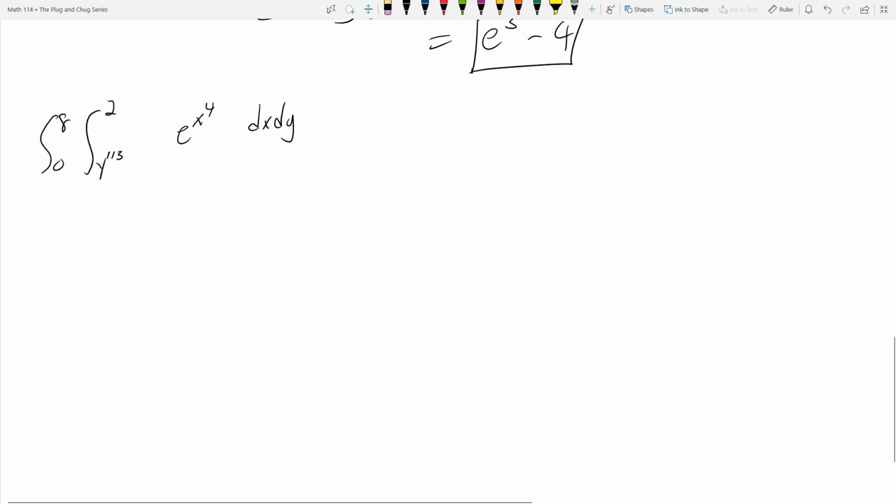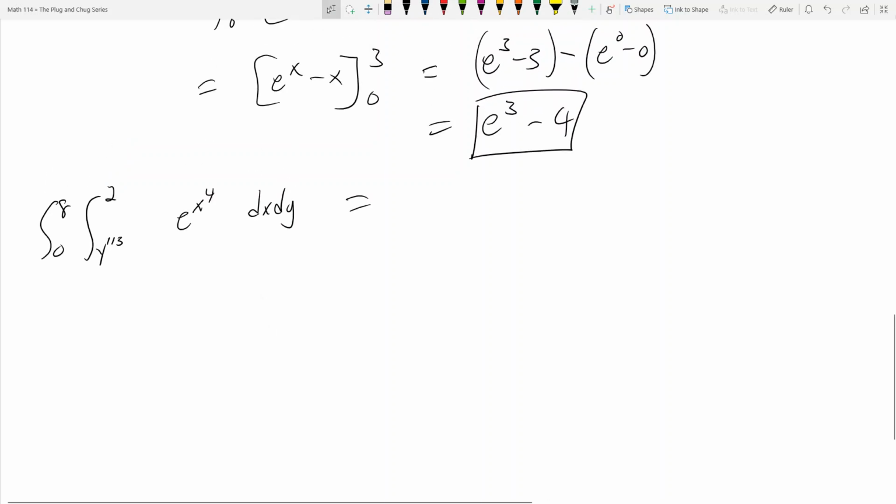So again, I can try to integrate this with respect to dx. It's really hard. You're not going to be able to integrate this with respect to dx. How do you integrate e to the x to the fourth with respect to dx? I guess you can try parts or something, but not pretty. So what do we do? I want to switch the bounds, but when you have a function like this in your bounds, you need to be very careful of how you switch the bounds.